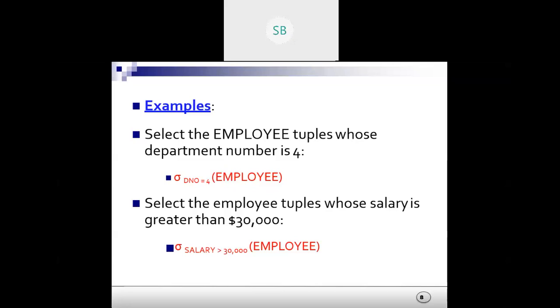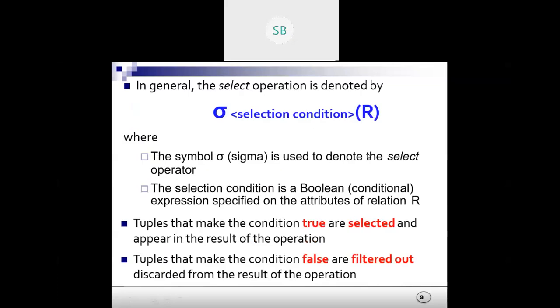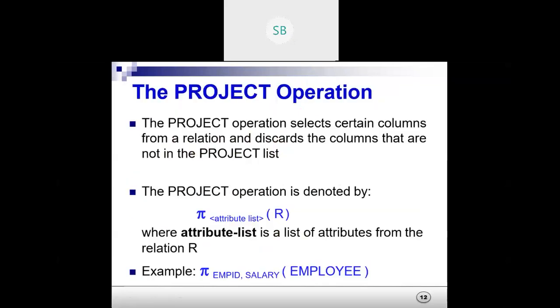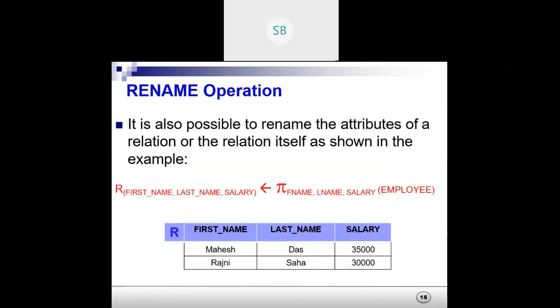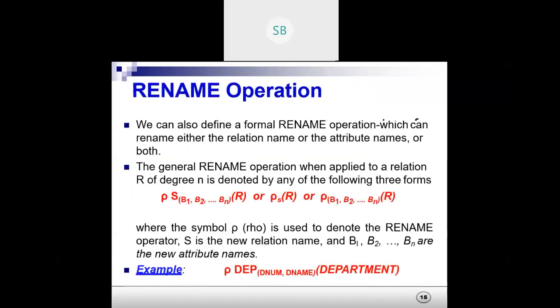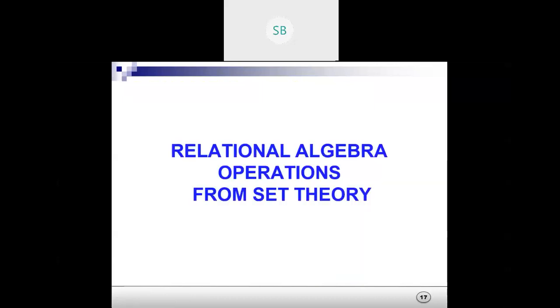Okay. Next, we went for retrieval. Anything which we need to retrieve, we need to use the project operation, which is represented by the pi symbol, and the pi project operation always works on the attributes, that is, the columns. Next, we have the rename operation, which is represented by the symbol rho. Later we studied the relational algebra operations from set theory, where we studied the union.